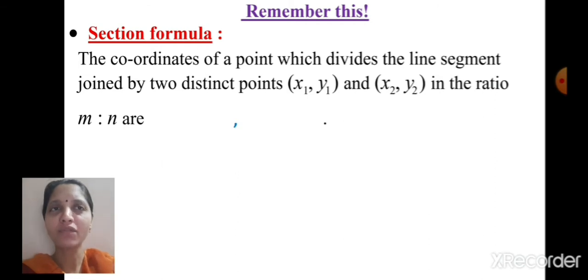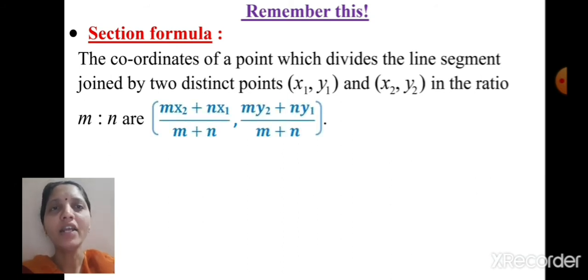So what is the section formula? With the help of section formula, we can find the coordinates of a point which divides the line segment joined by two distinct points which have coordinates x1, y1 and x2, y2 in the ratio m is to n. The coordinates are mx2 plus nx1 upon m plus n and my2 plus ny1 upon m plus n.